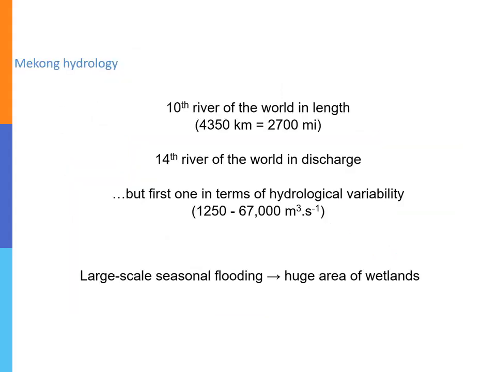In terms of hydrology, the Mekong is the 10th longest river in the world, the first one being the Nile River in Africa. And it's also the 14th biggest river in the world, the first one being the Amazon. But the Mekong is the first river in terms of hydrological variability between the flood season and the dry season. It is the river that varies most in the world.